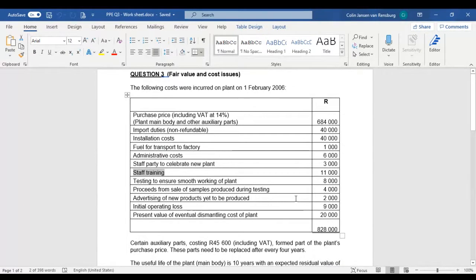Staff training. So they are training the staff to use the new plant, right? So we must now decide, should that be a directly attributable cost or not? Let's go through the same procedure. We ask our first question, is it a necessary cost? Yes or no? You are correct. You've already answered my question. I guess you've already read through the textbook.